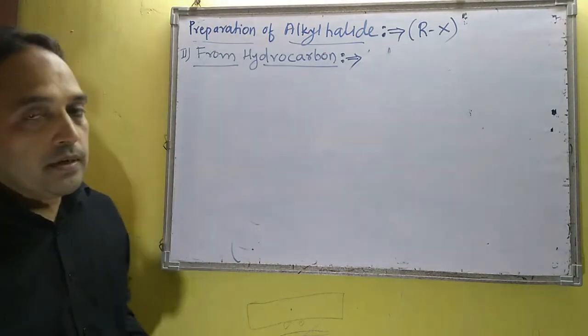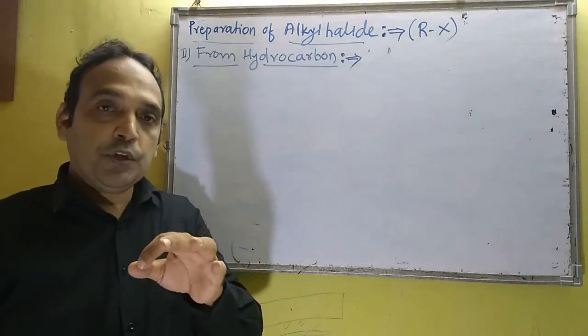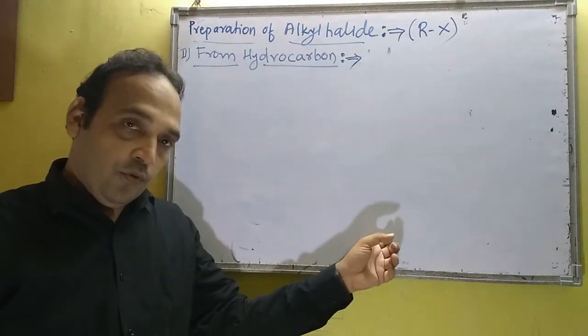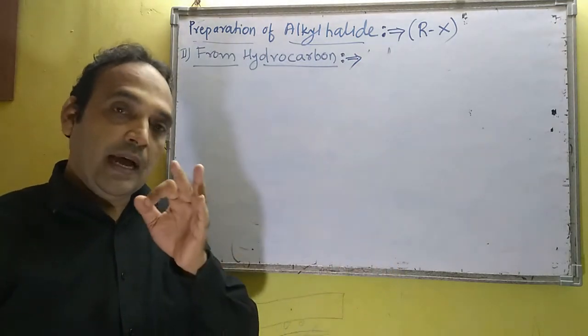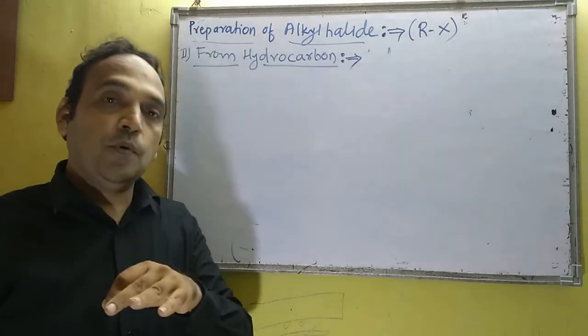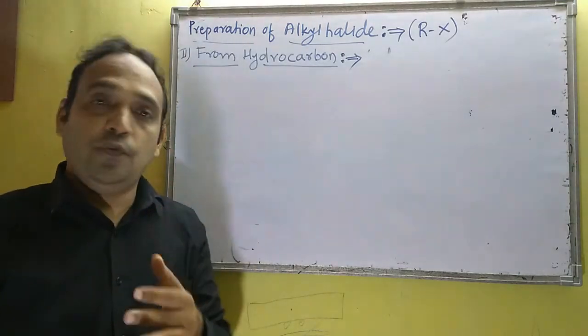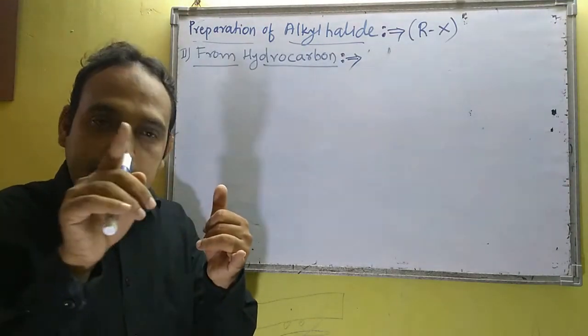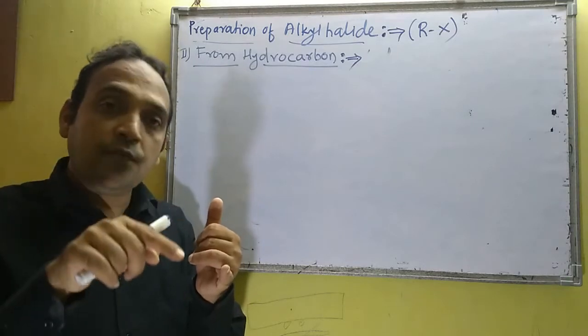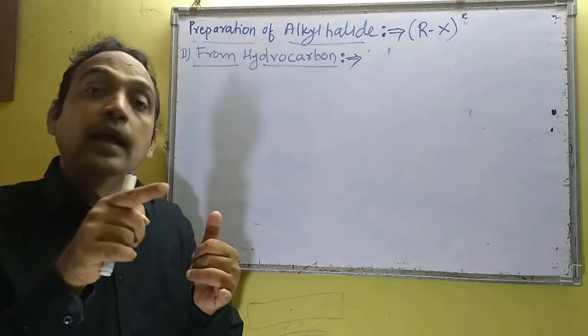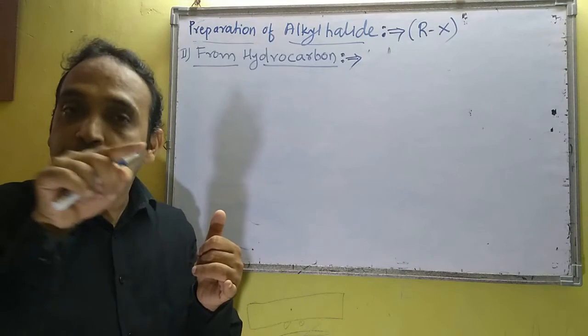And what is Swartz reaction? For the preparation of alkyl fluoride. And how to prepare alkyl fluoride? When alkyl chloride or alkyl bromide reacts with any metal fluoride: silver fluoride AgF, arsenic trifluoride AsF3, antimony trifluoride SbF3.